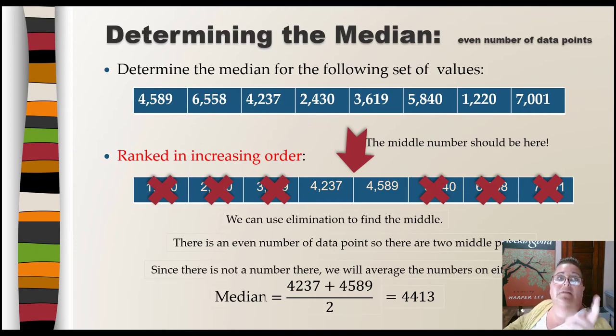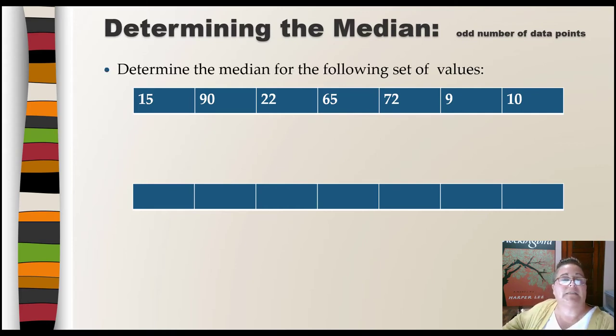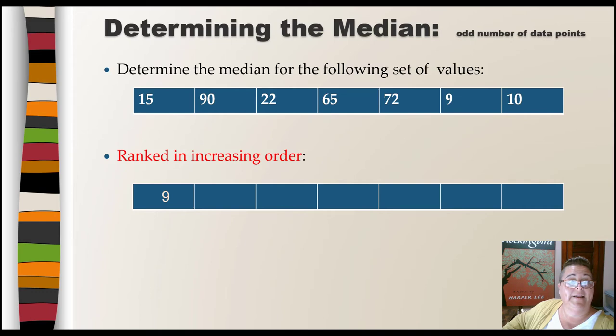Okay, let's try another example where we have an odd number of data points. So here I have 1, 2, 3, 4, 5, 6, 7 data points. There is an odd number of data points, but I still need to do the order. So the first thing I want to do is go ahead and rank them in order from increasing, the lowest first. All right, lowest number is 9. Then we have 10. Then 15, 22, 65, 72, and 90.